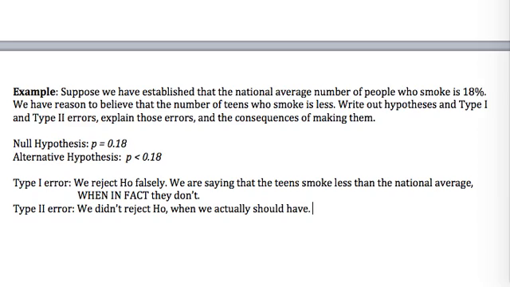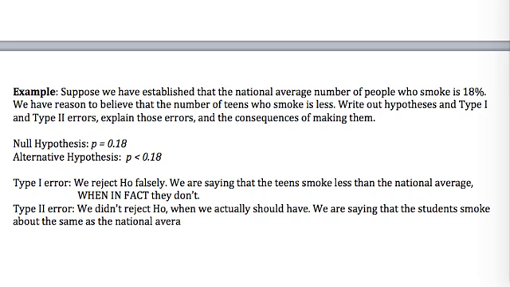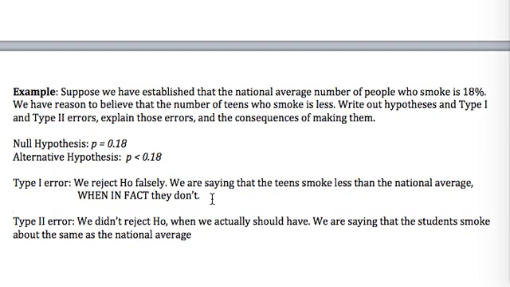So in context, what are we saying? We're saying that the students smoke about the same as the national average, but they actually smoke less, exactly.